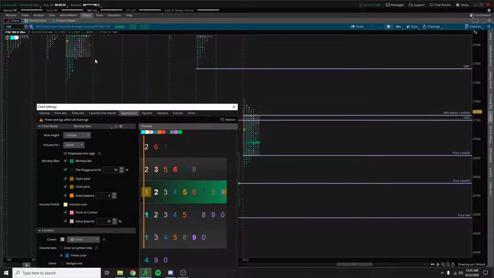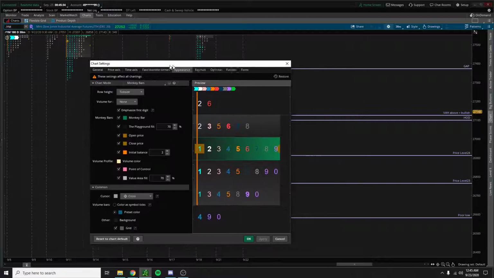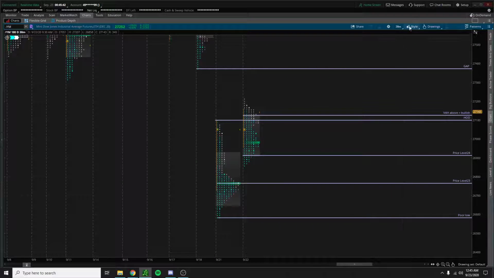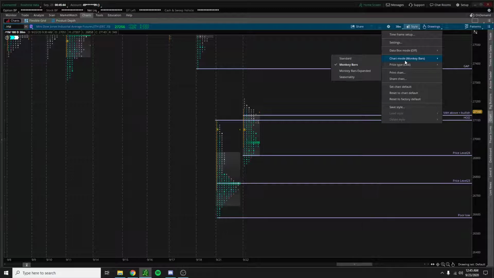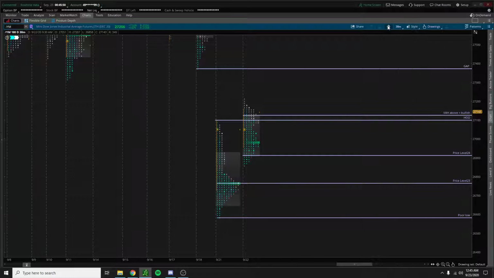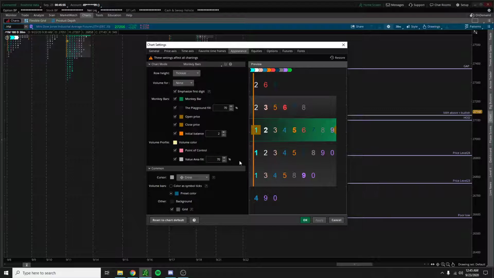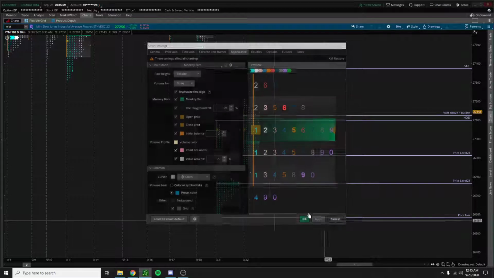This is if you have Thinkorswim. Highly recommend it. It's probably one of the best free platforms. If you have Thinkorswim, just get this. This is called monkey bars, and you get it by going to style, chart mode, and then monkey bars. Once you have monkey bars, you will get some weird looking chart. So just go to settings under appearance, and then, if you want to pause this video, copy my settings, and then it should look exactly like this.